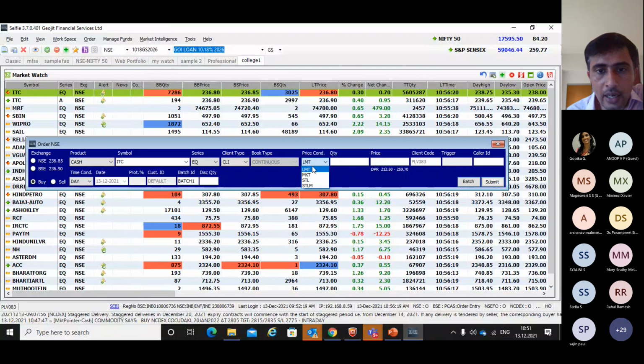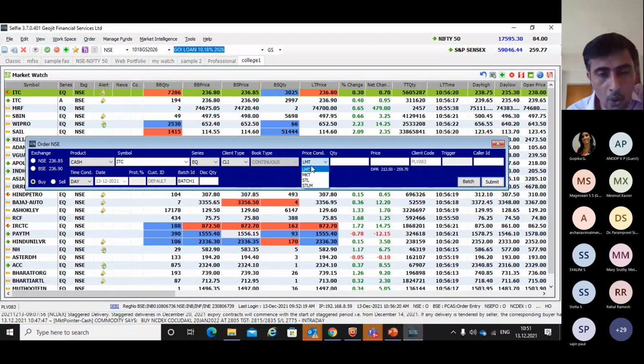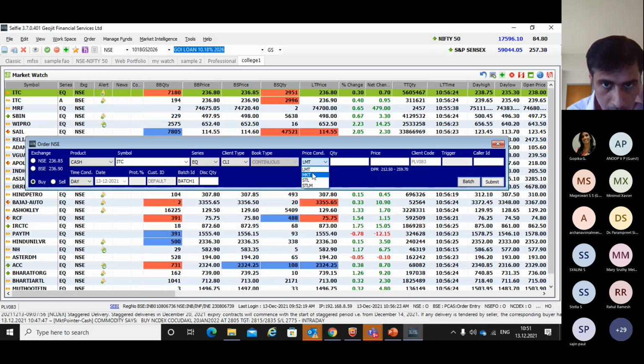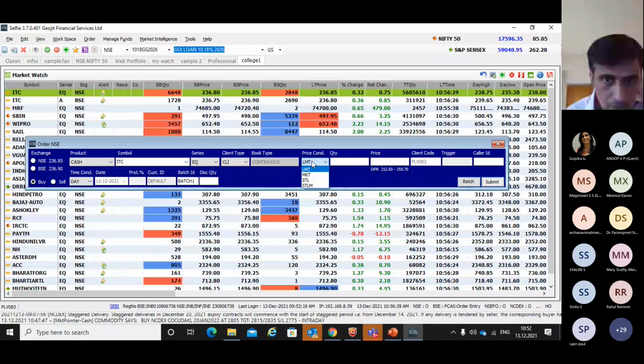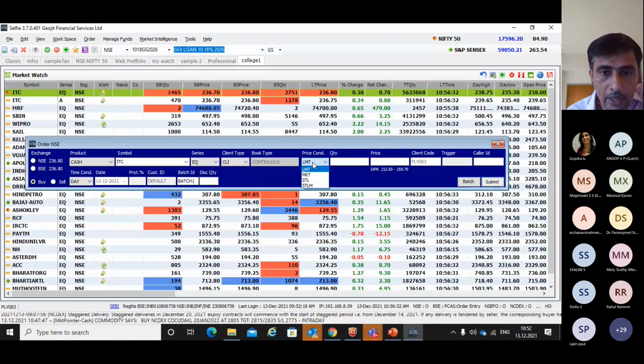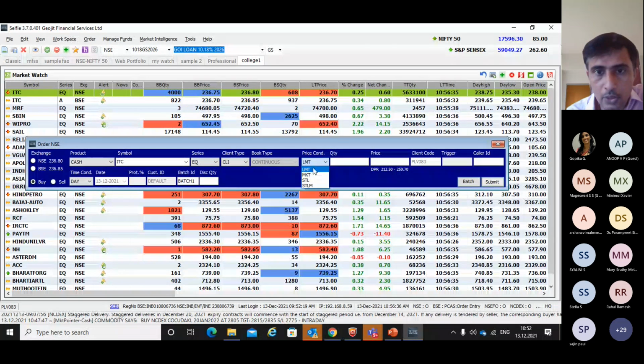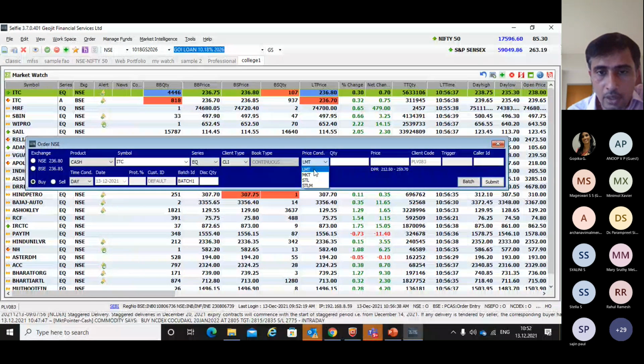There are three conditions of placing the order. One is a limit order, one is a market order, and one is a stop loss order. For a better understanding, we will explain limit and market and stop loss. If time permits, we will just touch upon the stop loss also.